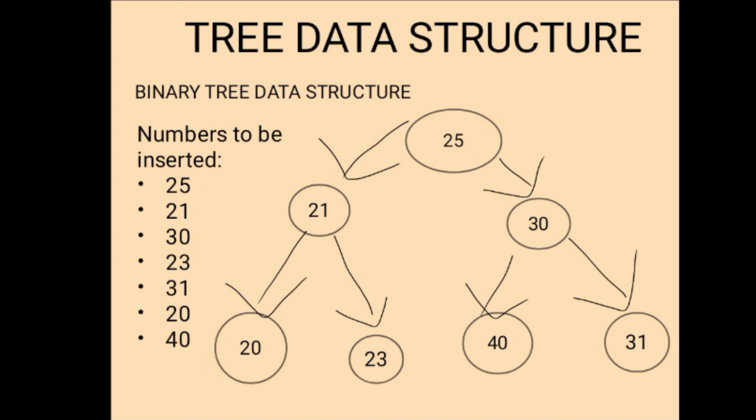So if we want to insert these numbers in this sequence only, then what will happen? 25 will be inserted first, then 21. As it is smaller than 25, it will be inserted as the left node of 25. Then 30 is greater than 25, that's why it will come in the right side. 23 is smaller than 25 and it is greater than 21, so it will come as the right child of 21, and so on. This tree will be made.